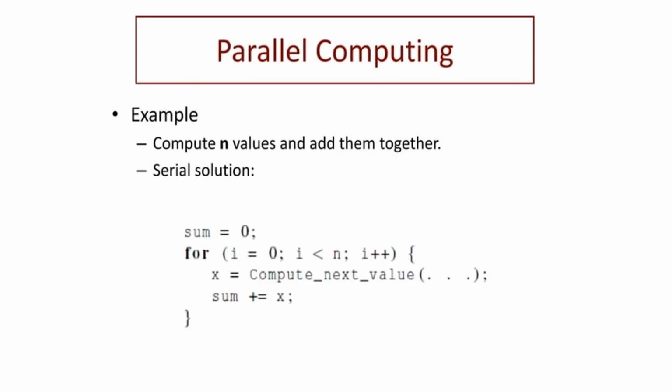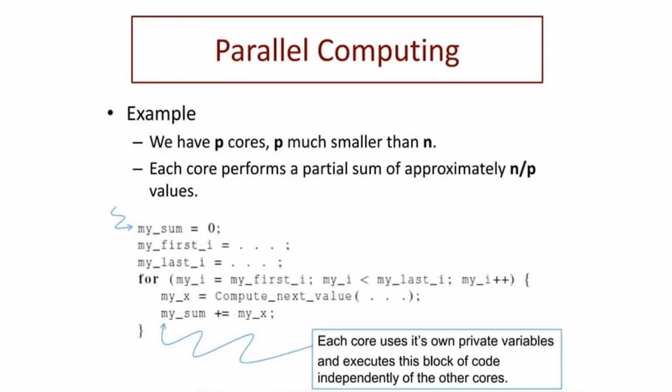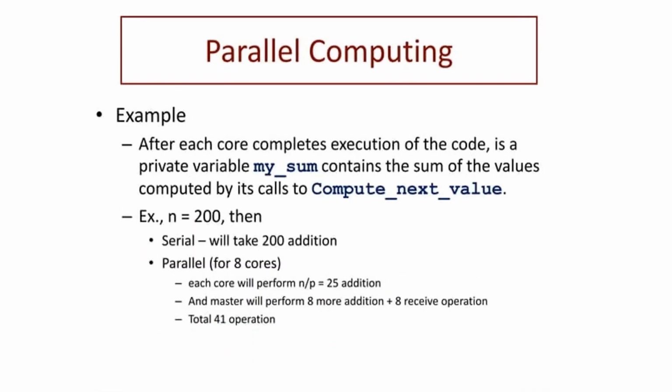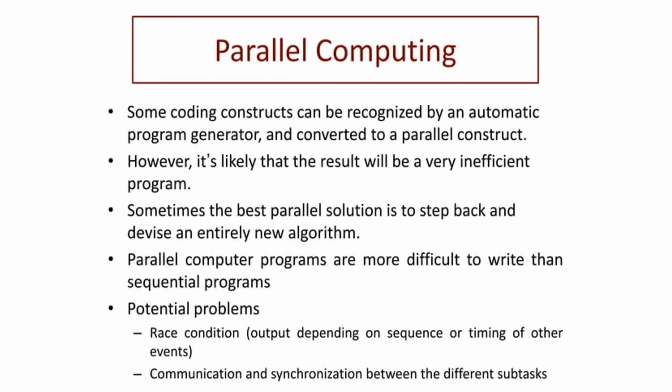Parallel computing example, a simple example: compute n values and add them together. This is the simple logic of adding n values and doing it in a parallel execution. Now say we have p cores, with p much smaller than n. Each core performs a partial sum of approximately n by p values. So this is an example of parallel computing.